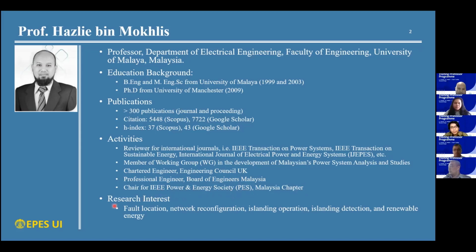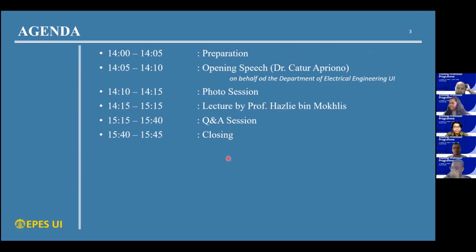Okay, and his research interests, which we talked about previously on Monday, include fault location, mostly power system topics, network reconfiguration, islanding operation, islanding detection, renewable energy, and also grid resilience, as he talked about last time. Okay, this is a general profile of Prof. Hazlie bin Mokhlis. Maybe we shall continue to our lecture.